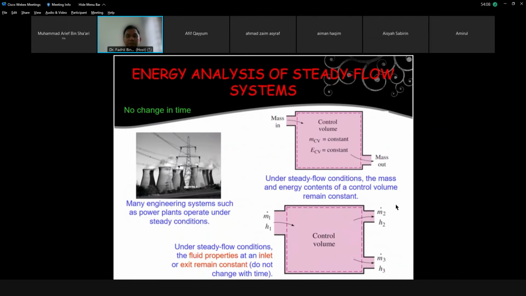Next, energy analysis of steady flow system. Okay, ini yang berkaitan dengan steady flow. As what I explained at the early of this session, they have two processes for open system: steady flow and unsteady flow. But for our level, since this course is basic thermodynamics, we assume all of the processes occur in open system is steady flow.